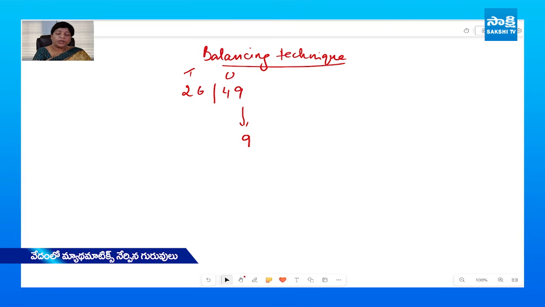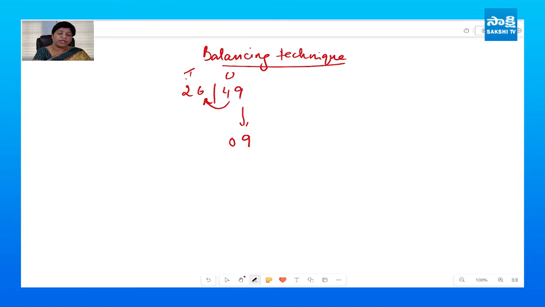And then we are going to add this 4 to the 6. We are going to carry it forward. So 6 plus 4 is 10. So I'm going to drop the 0 and 1 is going to be the carry to the next level. So 2 plus 1 is 3. So 309 is the answer.